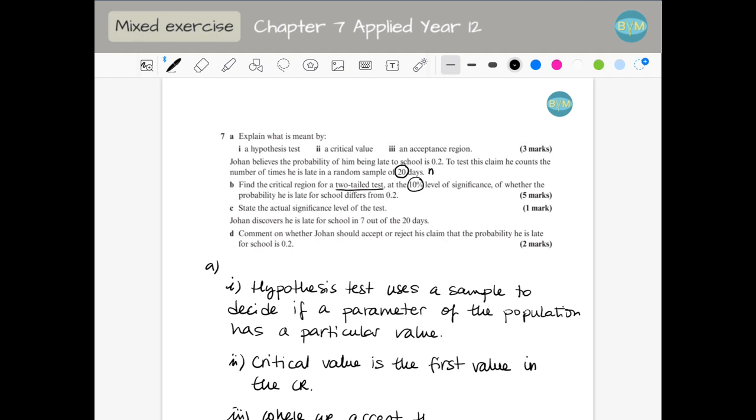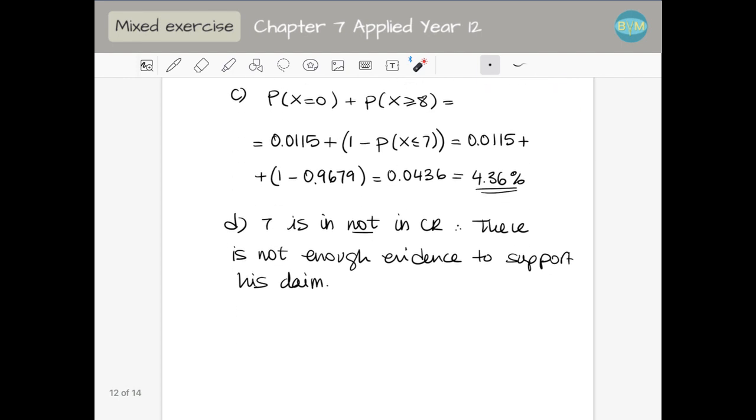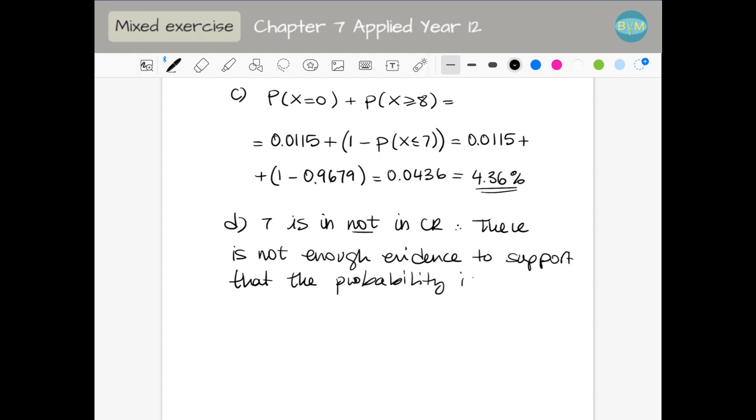Because he thinks the probability is 0.2, no, then it's not his belief. I would say just that there is not enough evidence that the probability is different. There is not enough evidence to support that the probability is different than 0.2, because he really thinks he is late 0.2 or 20% of the times. And that's all with this question.